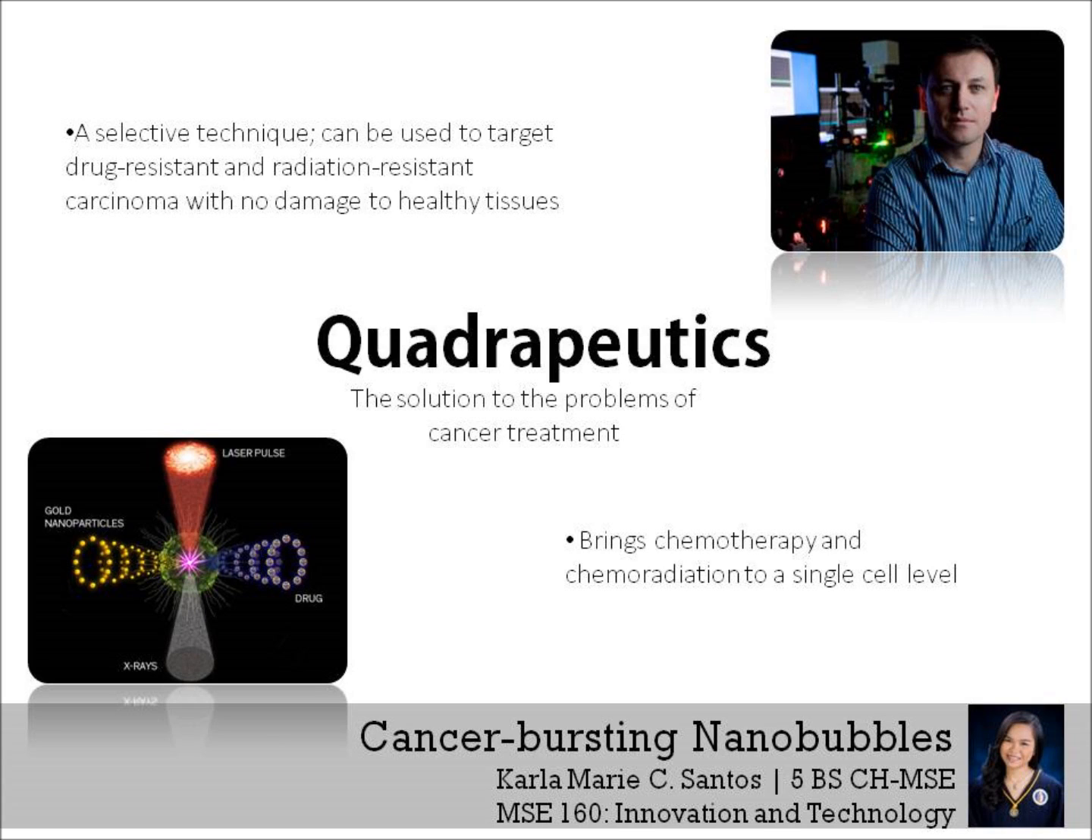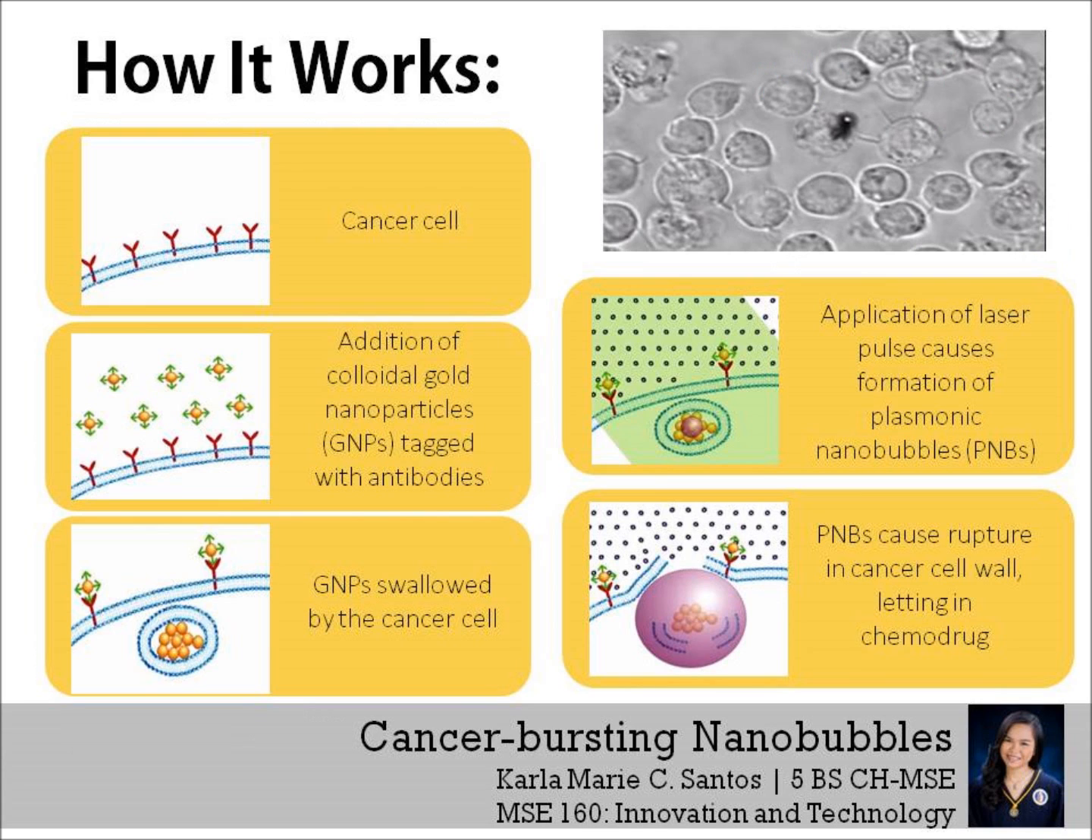Quadruputics, as the name implies, is composed of four different components: the drug, the laser pulse, the gold nanoparticles, and the X-ray radiation. The first component is a very low dose of chemotherapy drug, doxorubicin, used in the study, that is introduced first. The drug is encapsulated and tagged with antibodies so that it will be selective and will target only the cancer cells. The second component is the colloidal gold nanoparticles, which are also tagged with antibodies. Once the GNPs bind to the cancer cells, they get swallowed by the cell.